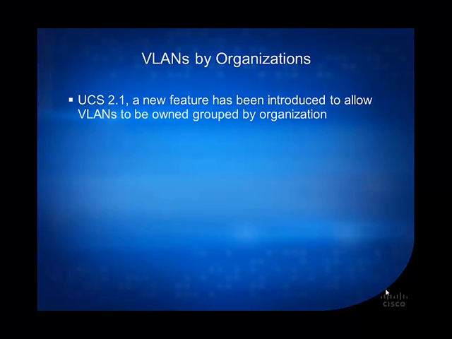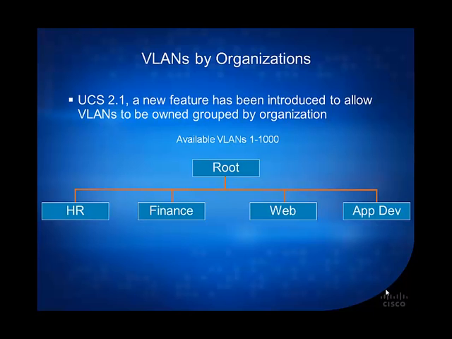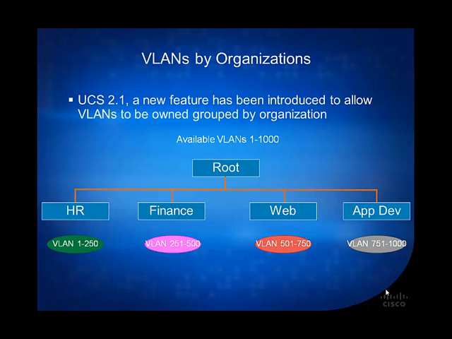UCS has the concepts of organizations and policies where each policy is restricted within an organization. This concept has been extended to VLANs, called VLAN org aware, such that each organization can only have access to a set of VLANs. The organizations cannot go outside of those set of VLANs. Going back to our diagram where we have 4 organizations, the root administrator can create an allowable set of VLANs for each organization. In this case, 250 VLANs for each organization.